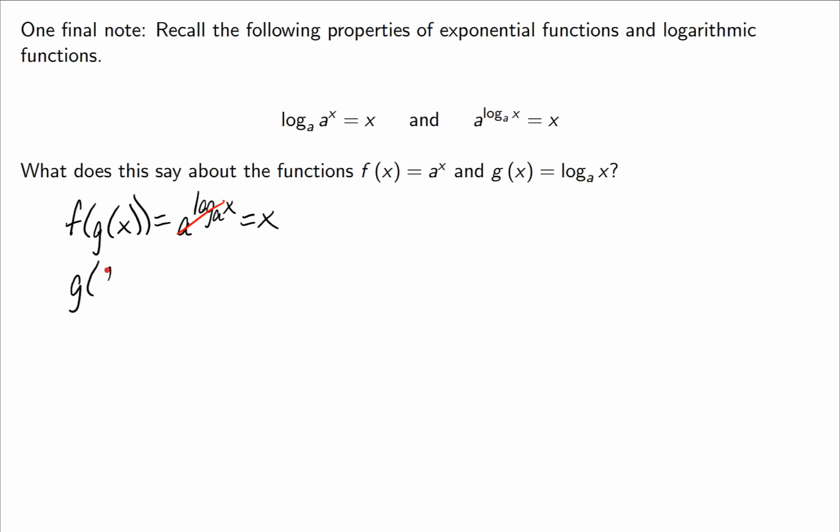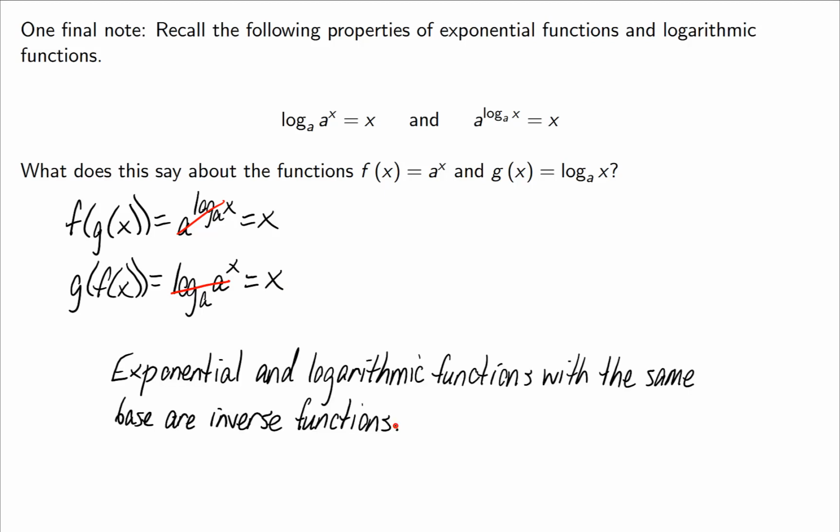But g of f of x, if I do it that way, I would have g as the outside function, log base a of a to the x, and again, based on your properties, these cancel and leave x. Remember, if you can compose the two functions in both orders and just get x, they are inverses. So this was a property that we've been sort of talking about the whole time. Exponential and logarithmic functions with the same base are inverse functions.